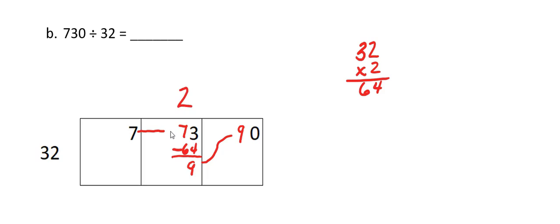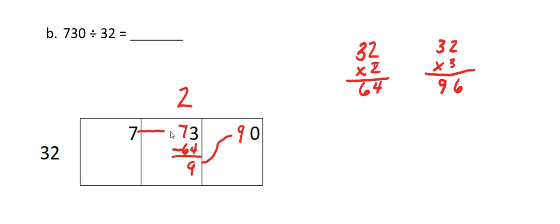So we have 32, and I need to see how many groups of 32 I can take out of 90. Okay, I could think 30, 60, 90 again. If I estimate it at 30, that will take me right to 90. I could try that, but I know that 32 is greater than 30, so 3 groups of 32 would probably be bigger than 90. I can do that multiplication just to prove that. 3 times 2 is 6. 3 times 3 is 9. So 96 is too big.